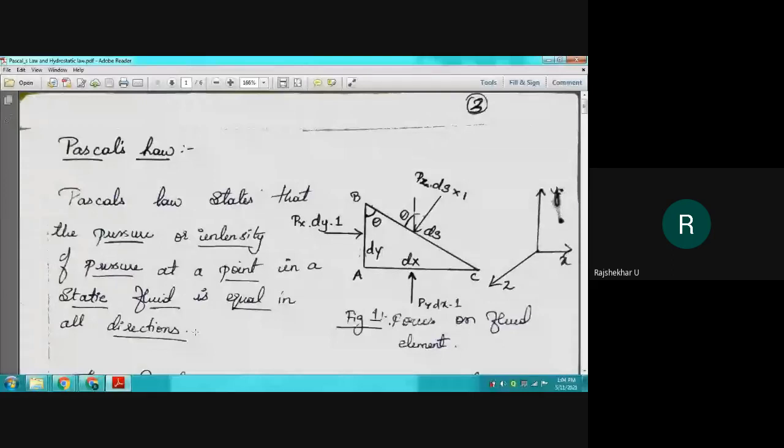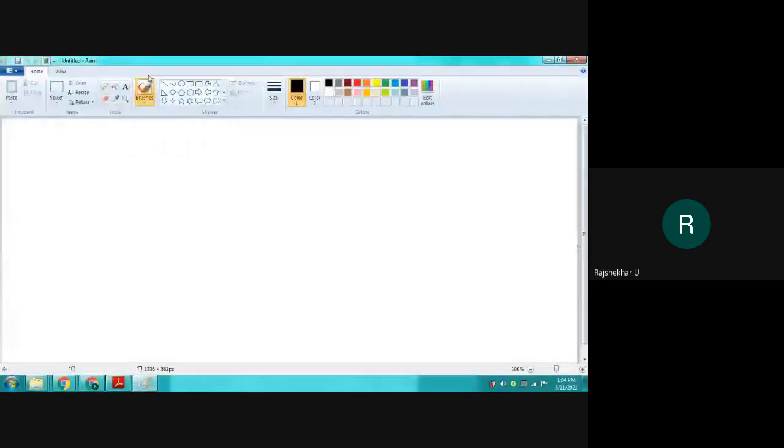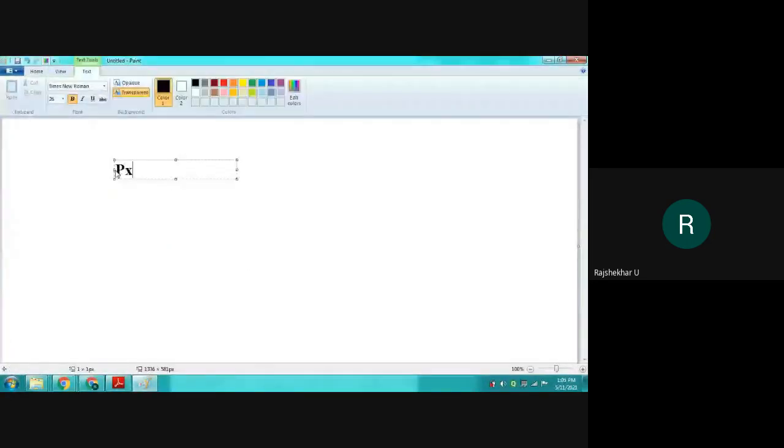So the meaning of this sentence is, the pressure in x direction is equal to pressure in y direction is equal to pressure in z direction. This is what we have to prove. And this is the meaning of the sentence. If I write the sentence in the form of an equation, it will be pressure in x direction is equal to pressure in y direction is equal to pressure in z direction. This is the meaning of Pascal's law.